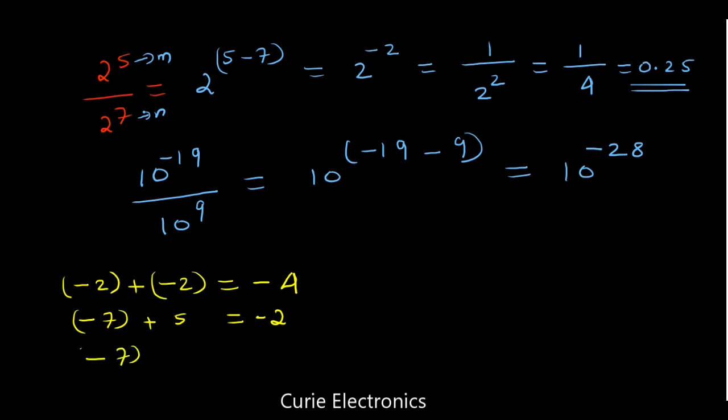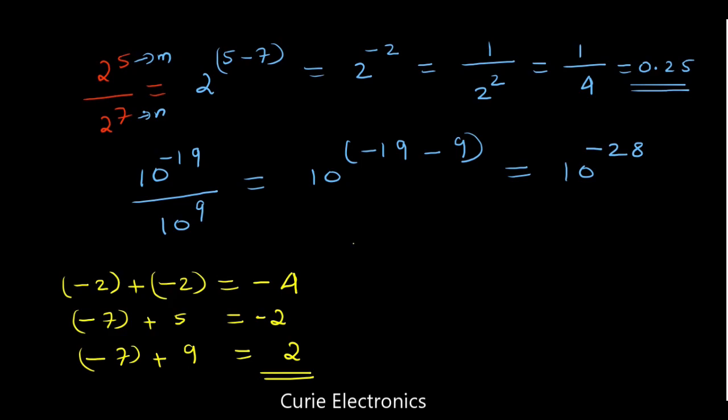Minus 7 plus 9, what do you get? How do you do it? You have to take the difference between the two numbers. That is 9 minus 7 equal to 2. And what is the sign? The higher number is 9, and the sign of 9 is positive. So it is plus 2.